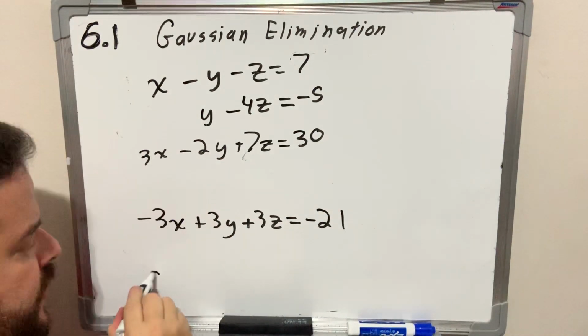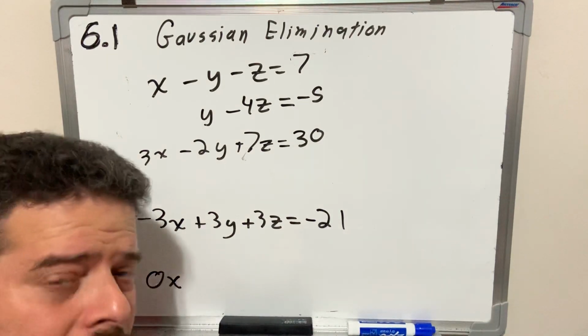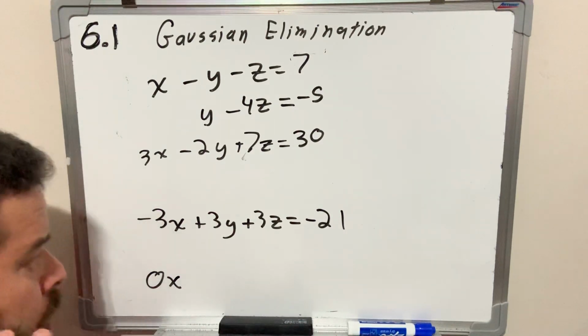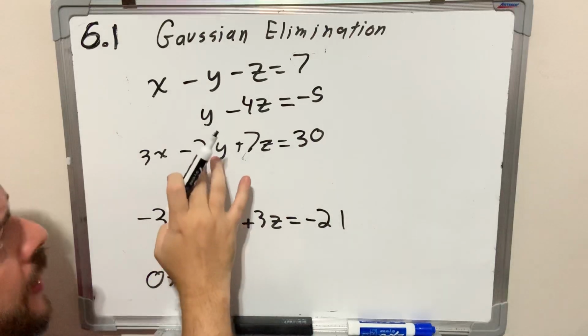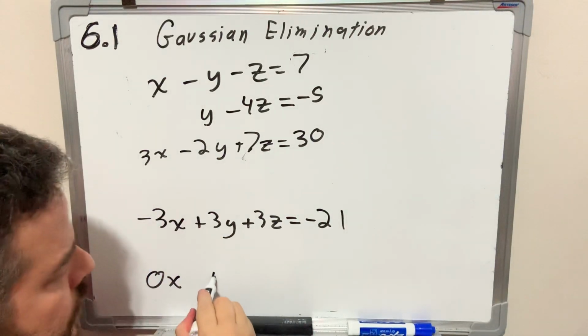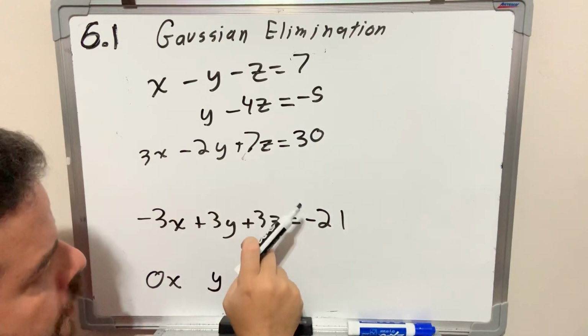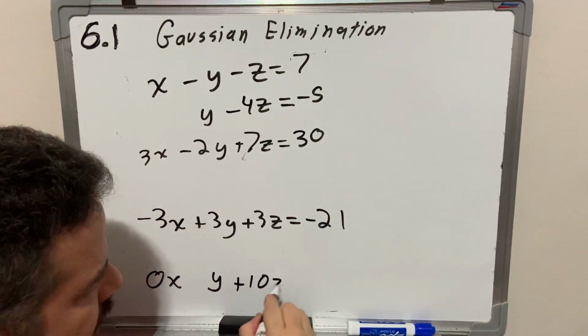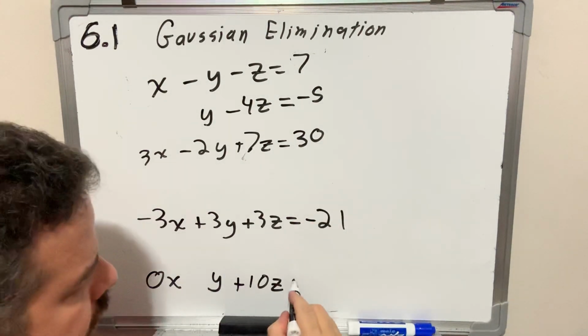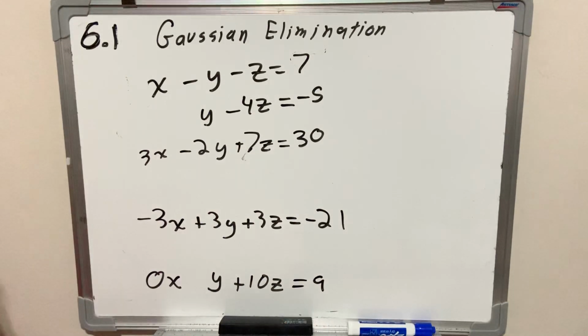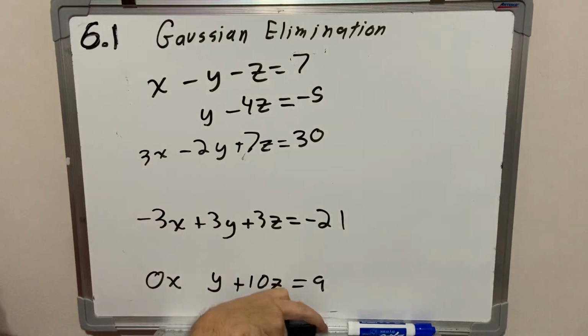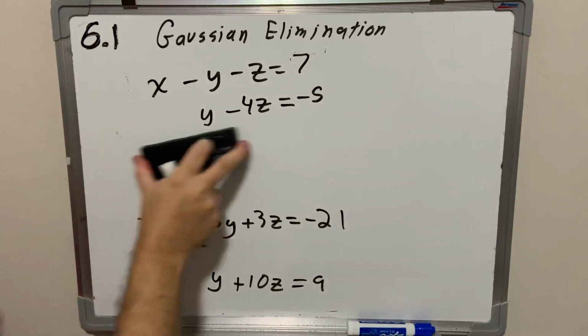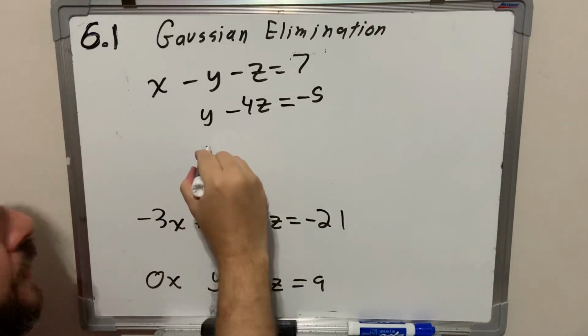This plus this is 0x, which is what I wanted. I wanted to get rid of my x so that I know I'm doing a perfect job. This plus this is y. This plus this is 10z. And this plus this is 9. So I'm going to erase the bottom one, and I'm going to place my answer there.